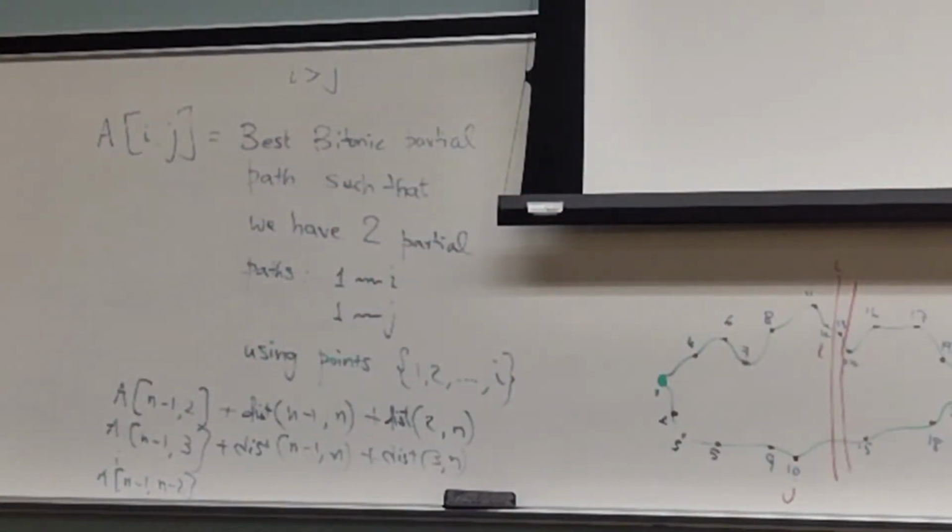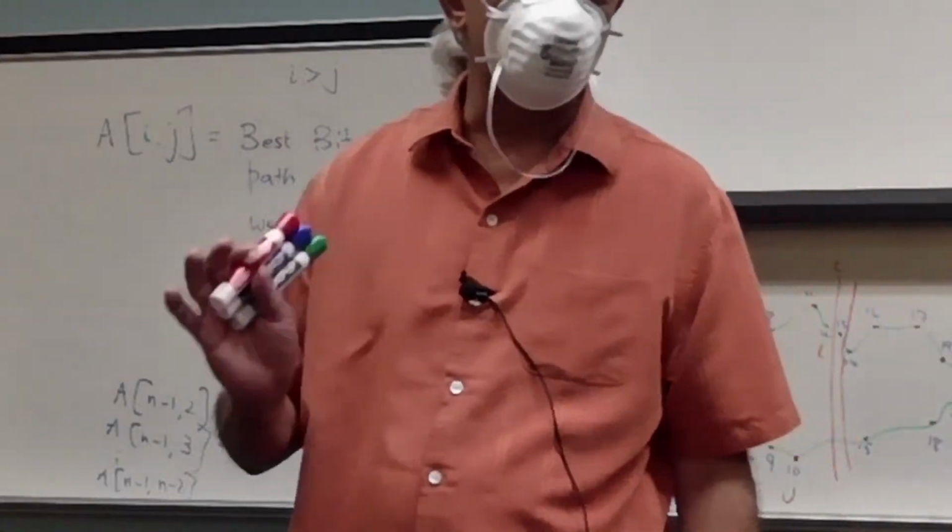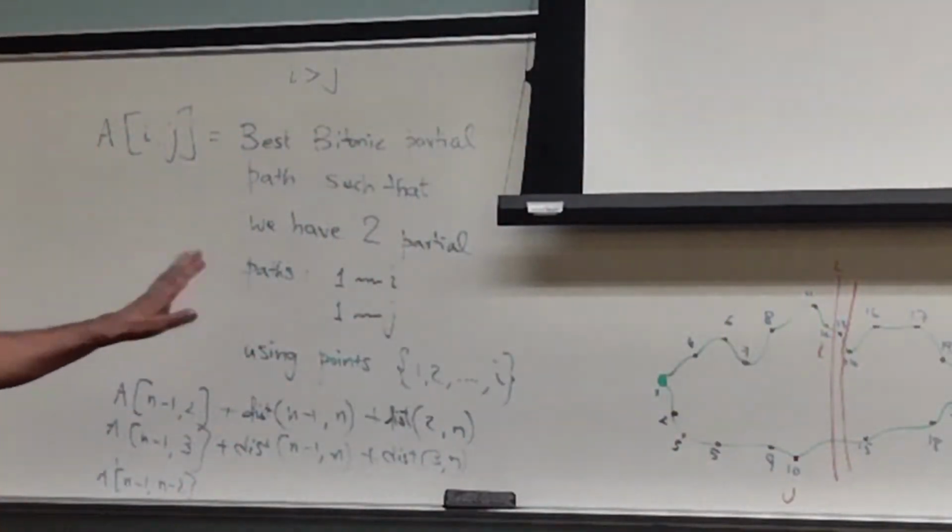Now, if we write the recurrence in this manner, we end up with something called an order n cubed algorithm. To turn this into an n squared algorithm is a little more work, but for now, let's focus on an easy solution that we can understand.